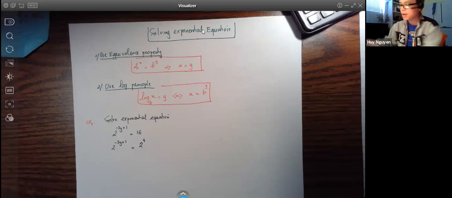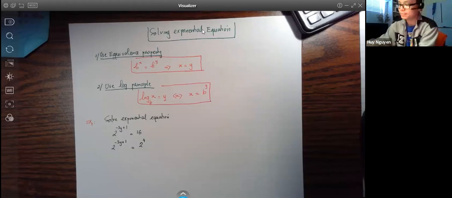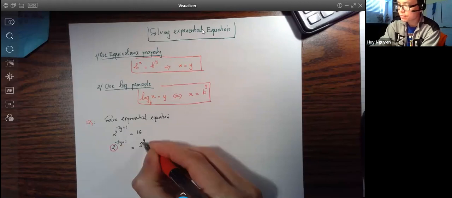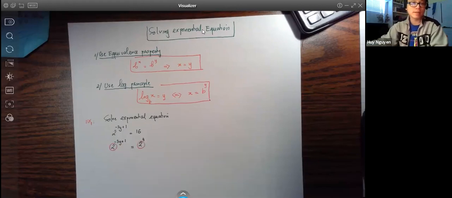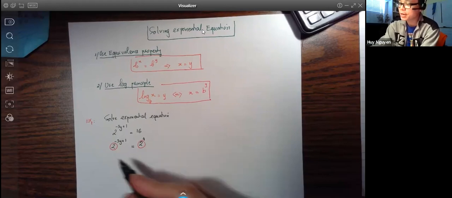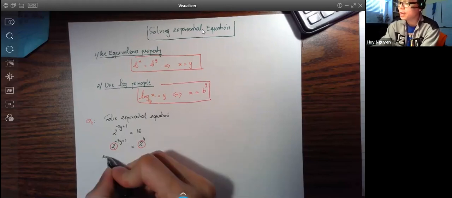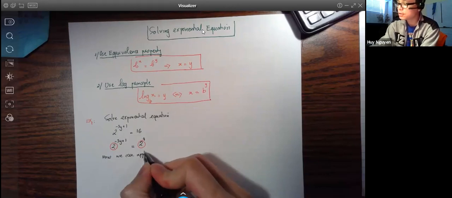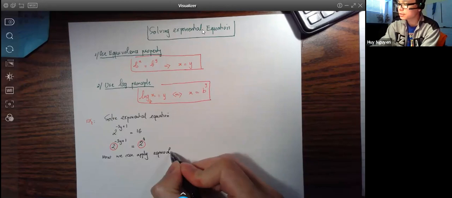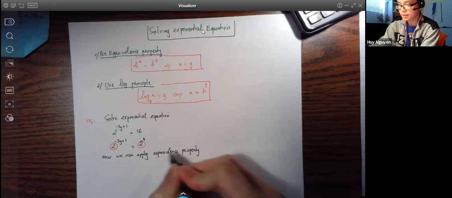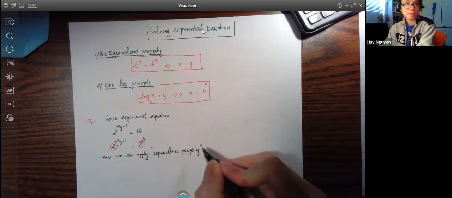Okay. Now we see what? We see the base is the same already. See that? 2 and 2 are the same. And because the base is the same, we can apply the equivalence property, because they are the same. If it's not the same, you cannot apply.